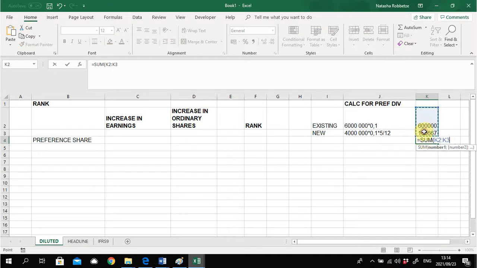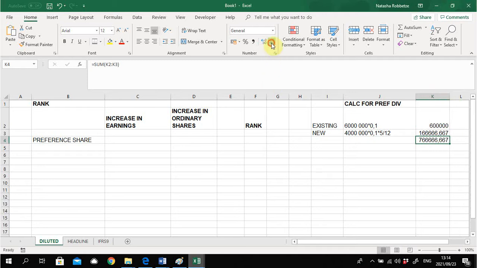For our preference dividend, that was 7,666. I just want to see if we need to round to 2 decimal places here. So the increase in the earnings would be 766,666.67.